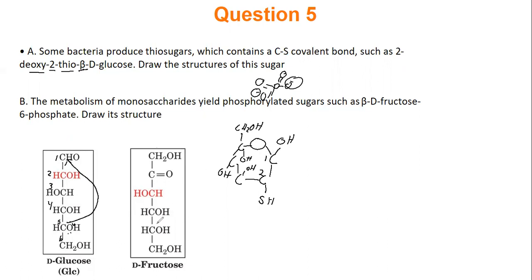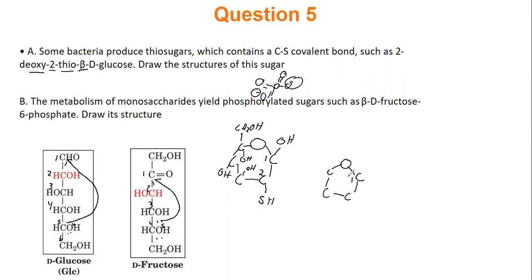So again, we take our OH group furthest away from our C double bond O. Fructose is going to be a 5-member ring. So 1, 2, 3, 4. That one's going to be a 5. So let me draw that. 1, 2. There's our 5-membered ring. So this is our anomeric carbon.